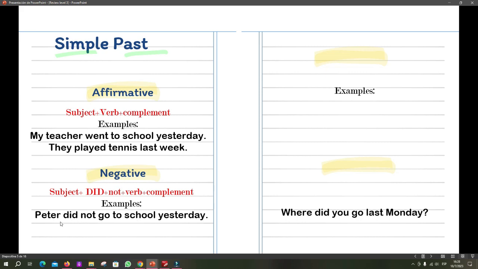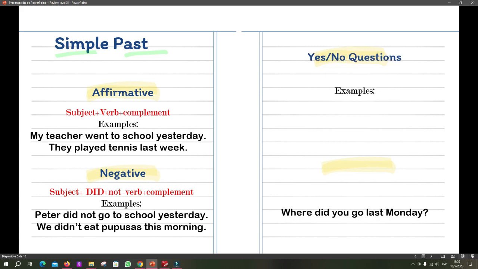Or you can say, Peter didn't go to school yesterday. Or this one, we didn't eat pupusas this morning. That's another negative one, right?